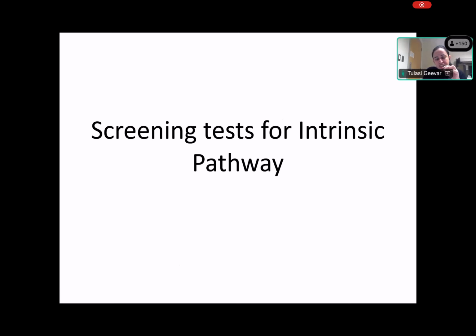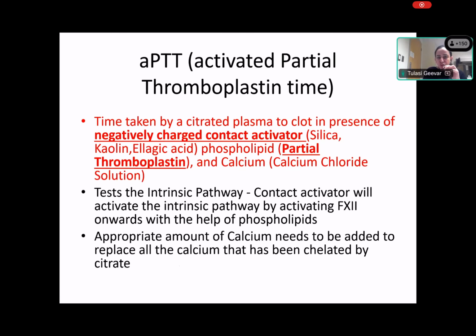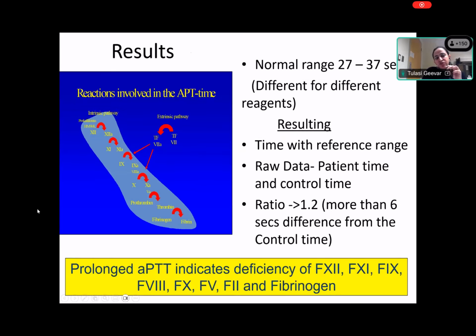And when we look at screening tests for the intrinsic pathway, you have the APTT, or the activated partial thromboplastin time. It is the time taken by the citrated plasma to clot in the presence of negatively charged contact activators like silica, kaolin, and ellagic acid. These are the activators. So here the activation happens, the factor 12 gets activated by these activators, along with phospholipid and calcium chloride. It's called partial thromboplastin because it does not have tissue factor. The tissue factor is removed from the thromboplastin. That's why it's called partial thromboplastin. So it tests for the intrinsic pathway. Okay, so all the components of the intrinsic pathway are tested by the APTT.